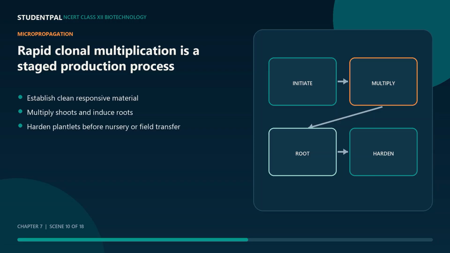Plantlets produced in high humidity with supplied sugar and low air movement may have a thin cuticle, poorly functioning stomata, and delicate roots. Sudden transfer to external conditions causes water loss and death. Humidity, light, and nutrient conditions are therefore adjusted gradually before nursery or field establishment. Multiplication rate alone does not define success. Contamination loss, rooting percentage, acclimatization survival, true to type identity, and cost per usable plant are essential production measures.